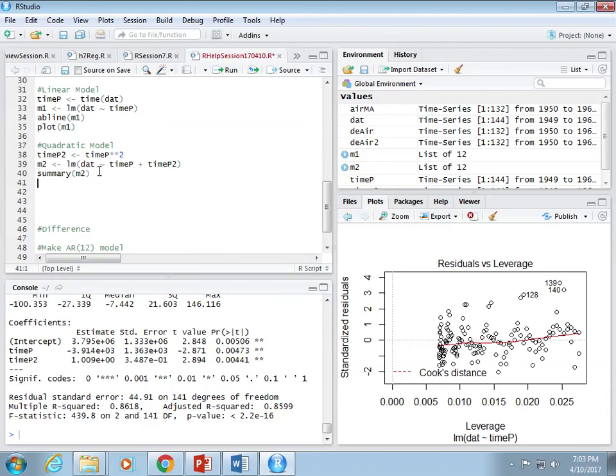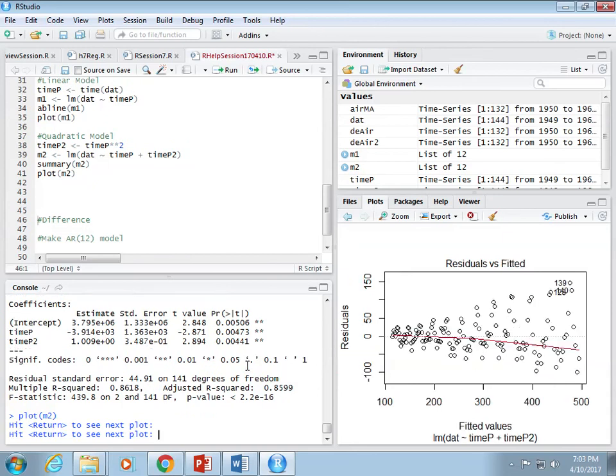I'm not going to do that right now, but then of course you can plot the model to see if it's a better fit. So if I plot this model, we see that it's a little flatter. It's still heteroscedastic, and that makes sense because transforming an x variable doesn't fix heteroscedasticity, if you remember that from transformations, right? So why would you do time p plus time p2?